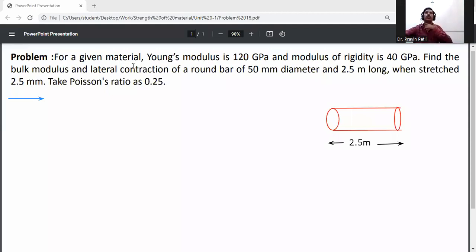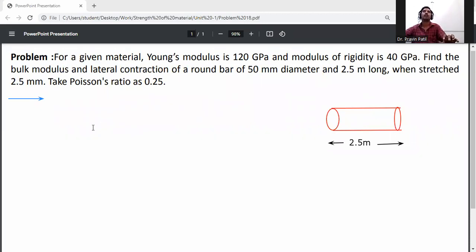For the given material, Young's modulus is 120 GPa and modulus of rigidity is 40 GPa. Find the bulk modulus and lateral contraction of a round bar of 50 mm diameter and 2.5 meter long when stretched by 2.5 mm. Take Poisson's ratio as 0.25. So first of all, write down the given data for that.